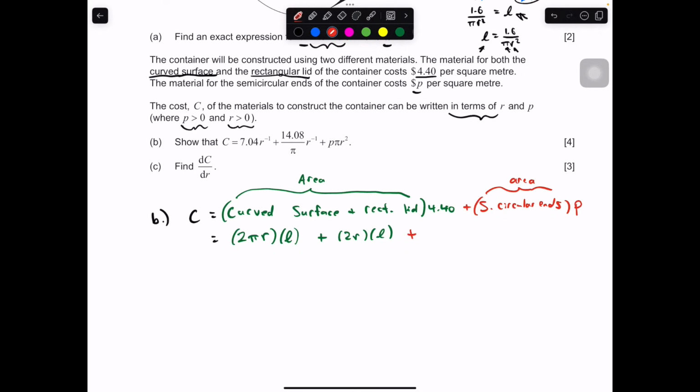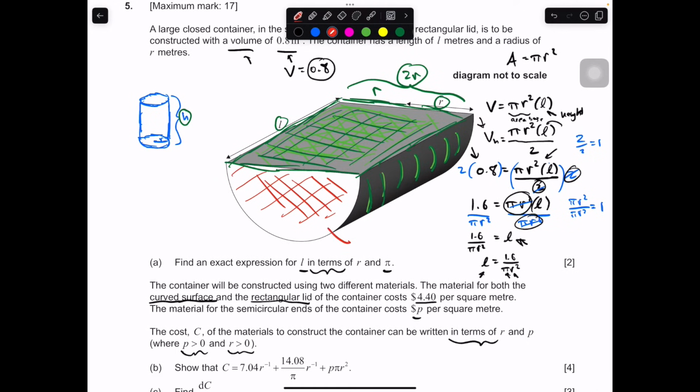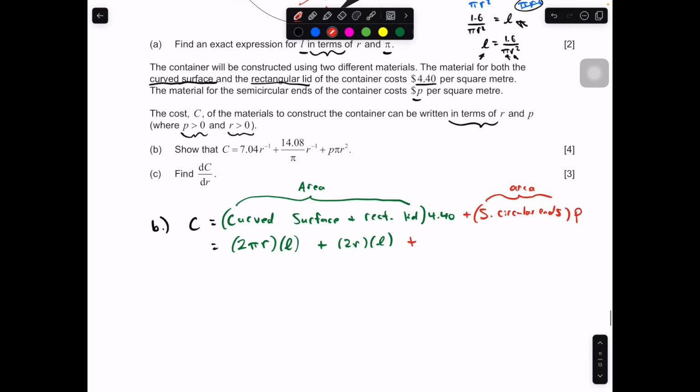And then we have plus the semicircular ends. And this is given to you in your formula booklet, of course, area is equal to pi r squared, but we don't have a full circle, so each of these is just half. We have half of a circle, so it's pi r squared over 2, but we do have 2 halves of a circle, so essentially we have a full circle, and the area of a full circle is just given by pi r squared. So we have pi r squared. I just realized that I forgot something. This is the total area right here, and we need to, again, multiply this by $4.40. And here for our semicircular ends, we're just going to multiply by p.